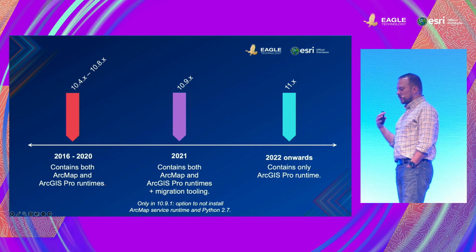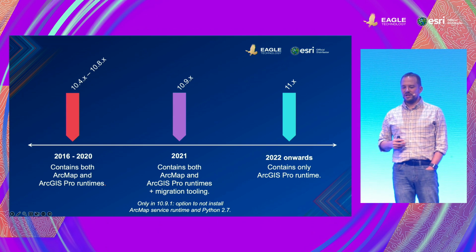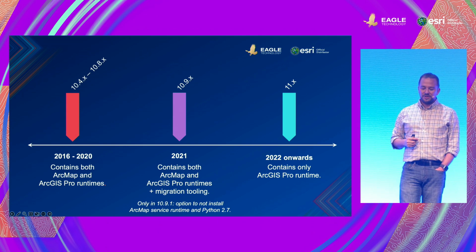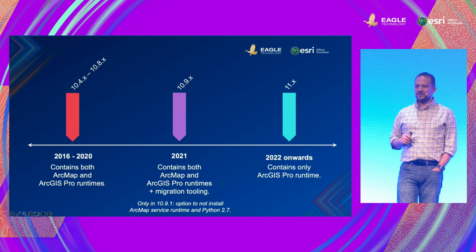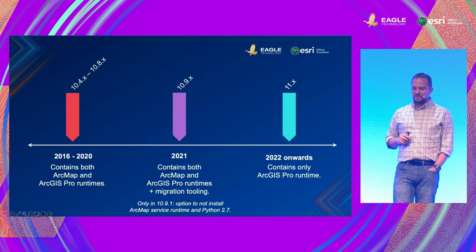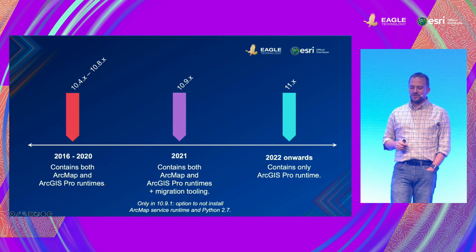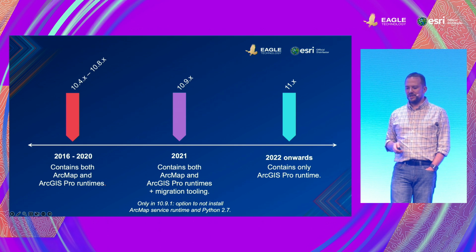So if you're not quite ready to let go of ArcMap yet, but you do want to prepare yourself for the future, ArcGIS Enterprise 10.9.1 is that sweet spot to go to. And then please make that transition to Pro, both for new work, but also to go through your older services that you may have published. You have the option of using both at 10.9.1, and then you can upgrade to 11x.